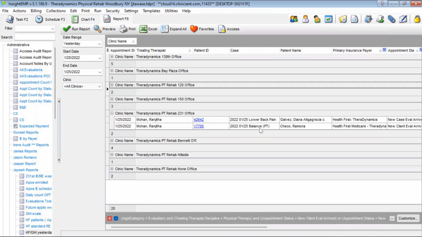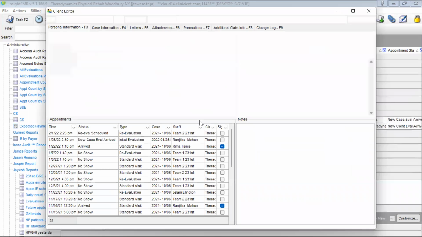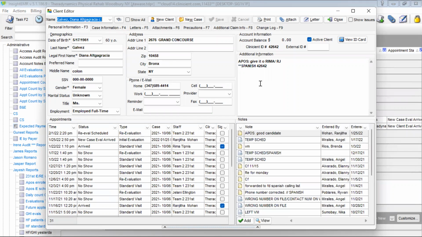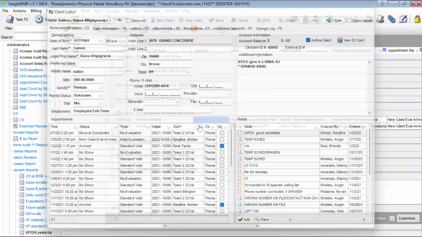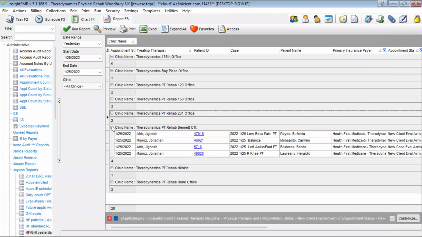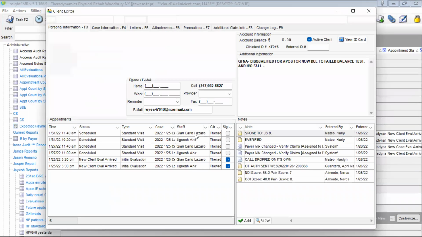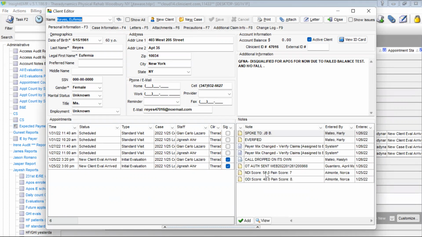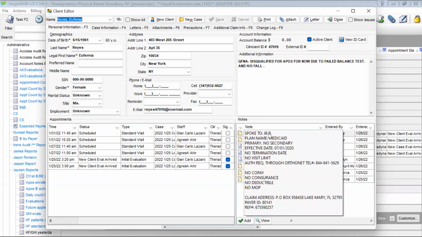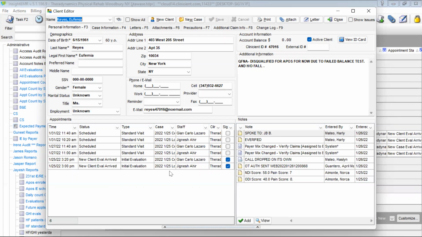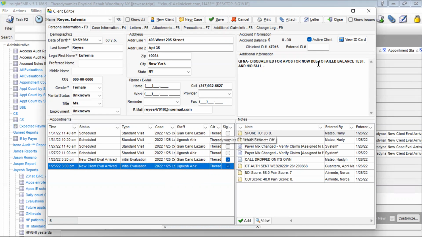231st. Now balance, it won't be there. So low back pain, Apos, good candidate. Look at that, Apos give to Rima / Ranjita, it's there. So this is basically what we have to quickly check. So all we have to do is click here on 125, look at that, 125, and there is no note for Apos therapy. So this would be coming as an error. And who is the evaluating therapist? Jignesh. So there's going to be a negative report on this one.